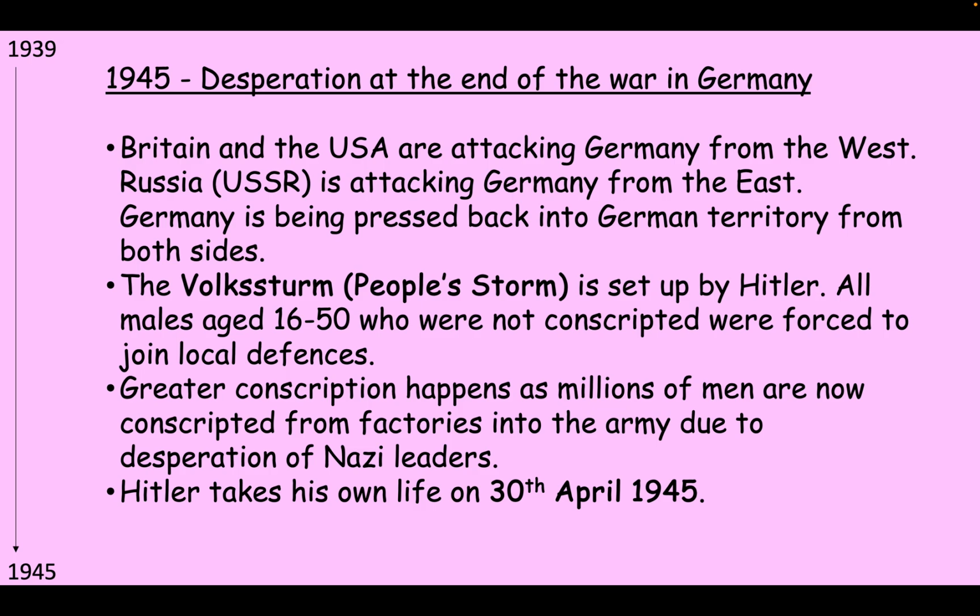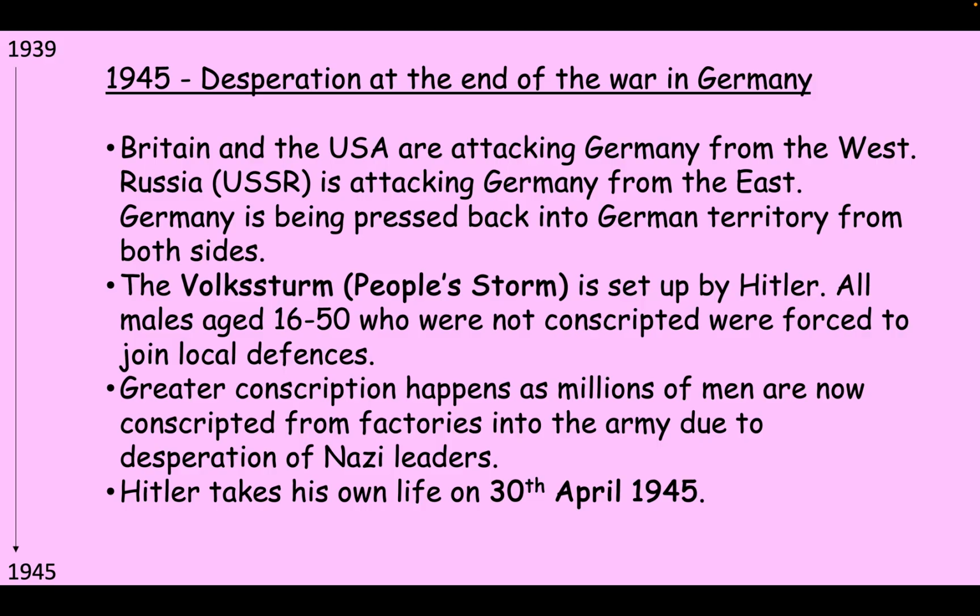By 1945, the writing is kind of on the wall for the Nazis. It's becoming very clear that they will lose the war very soon. Britain and the USA are attacking Germany from the west. Russia is attacking Germany from the east. So they are being attacked on two sides, and they're being pressed back into German territory on both the eastern side and the western side. And Hitler knows that any day soon they will be crossing into actual Germany. So not the countries they've taken over, but actual Germany.